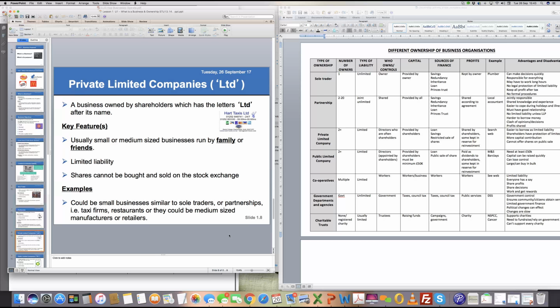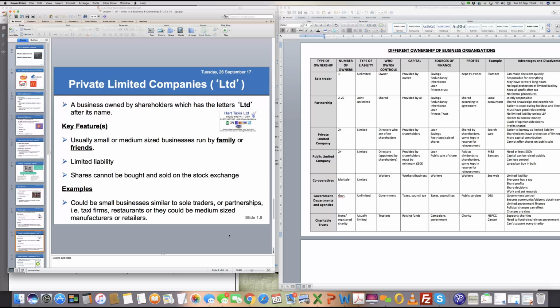Now, the third type that we look at is something called private limited companies. The word limited is related to limited liability. So here the business is owned by shareholders, and has the word limited after its name. So it could be things like Hart Taxis Limited, or A1 Poundland Limited, companies which have limited next to them, but that would mean that the business is owned by a number of shareholders.